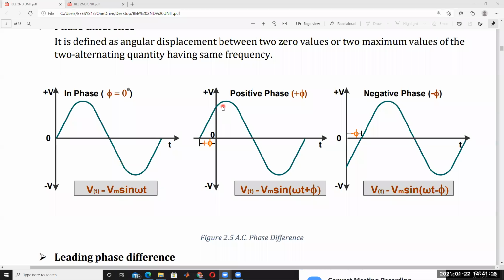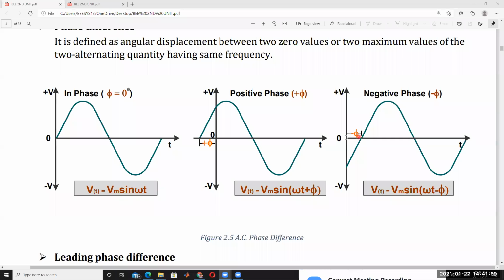But here it started earlier, so that's called phi. That's called positive phase, plus phi. Instead of starting here, it started here. That means it's leading. So with an angle phi, we have to indicate v(t) = Vm sin(omega t plus phi). The leading waveform, leading phase at an angle phi.